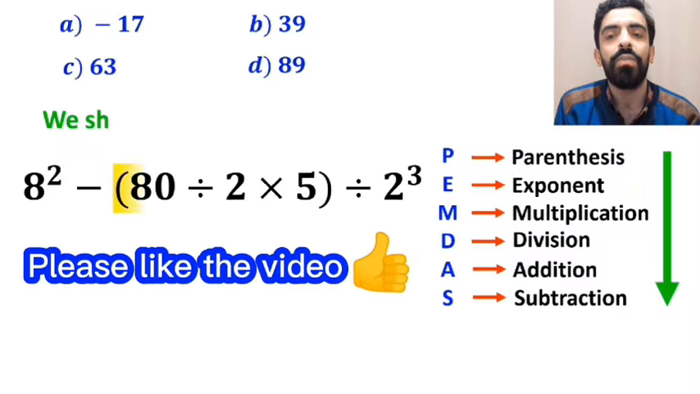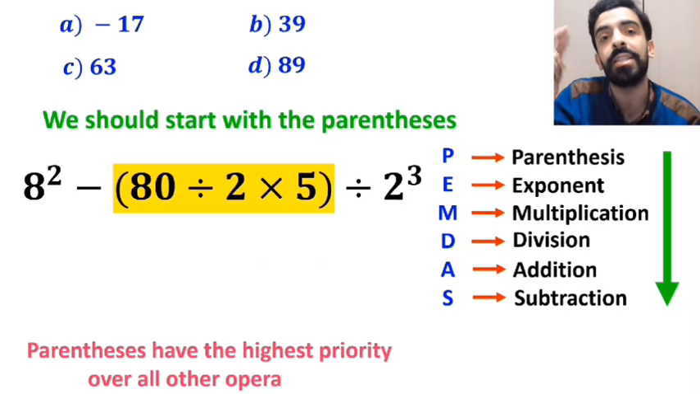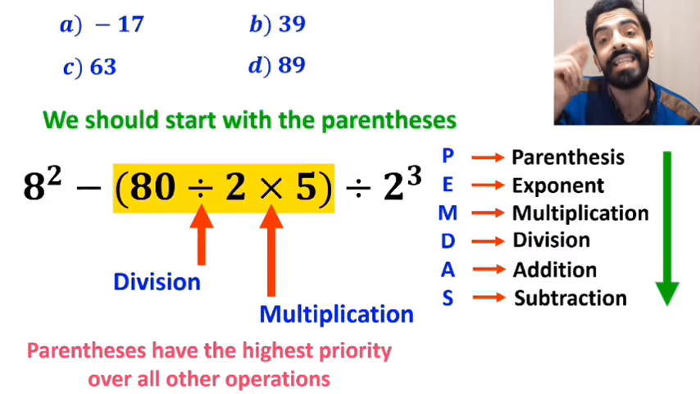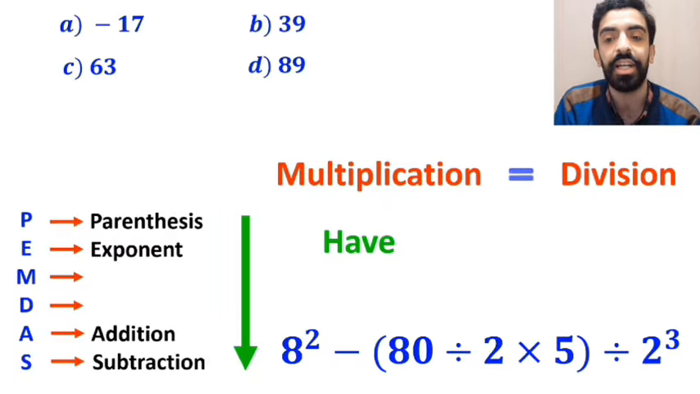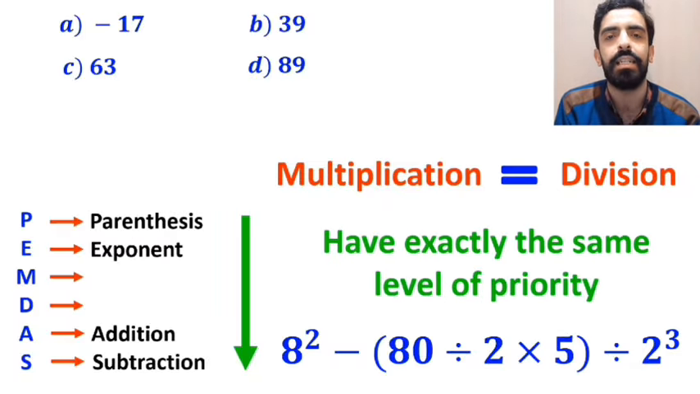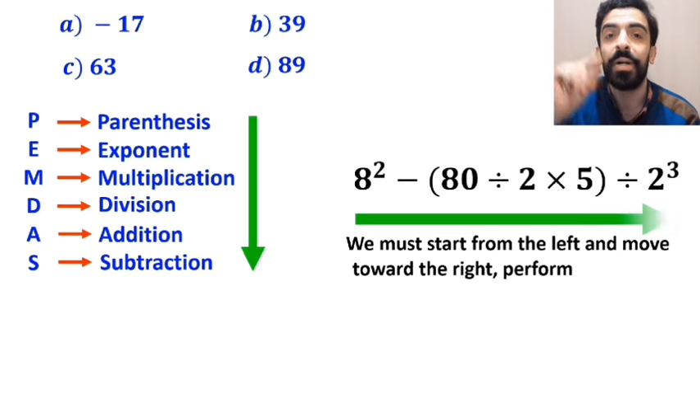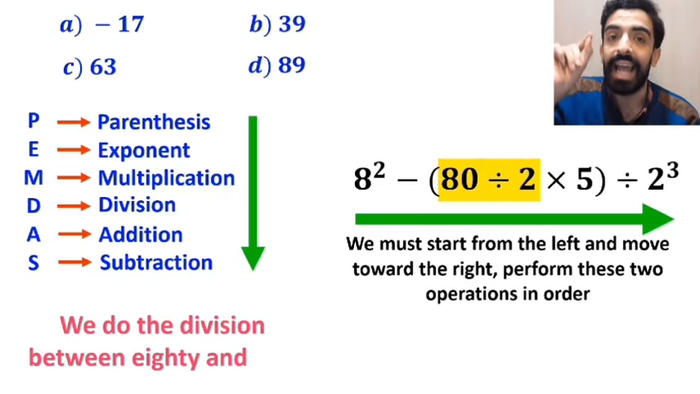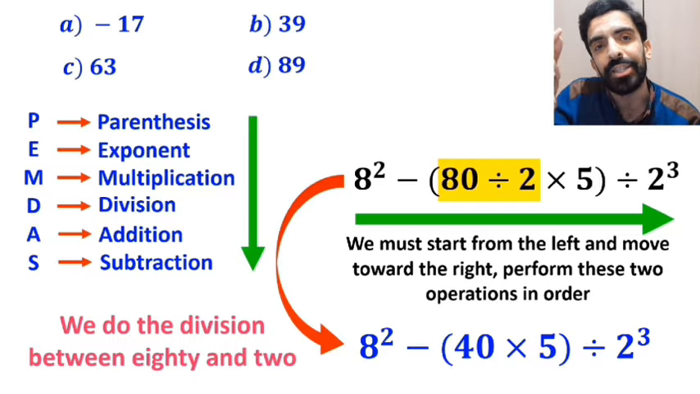According to the PEMDAS rule, first we should start with the parentheses because parentheses have the highest priority over all other operations. And inside the parentheses, first we have a division sign and then a multiplication sign. It's very important to note that multiplication and division have exactly the same level of priority. In this situation, we must start from the left and move toward the right, performing these two operations in order. So, first we do the division between 80 and 2, and this expression simplifies to 8 squared minus 40 times 5 inside the parentheses, then divided by 2 cubed.